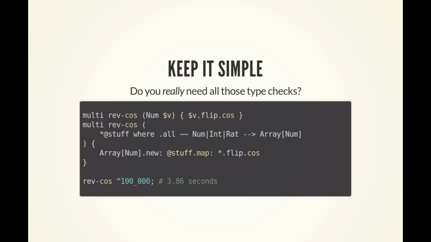Here we have an example, and this is common with people who have a Haskell background. They start to put type constraints on everything they can possibly put the type constraint on, and often not only does that make the program slower, it's not really needed.